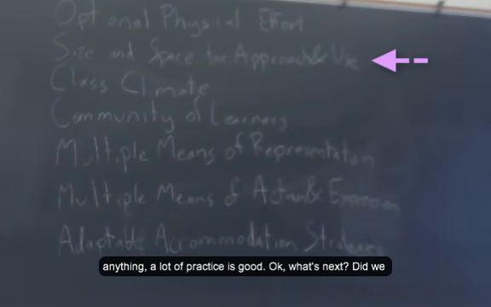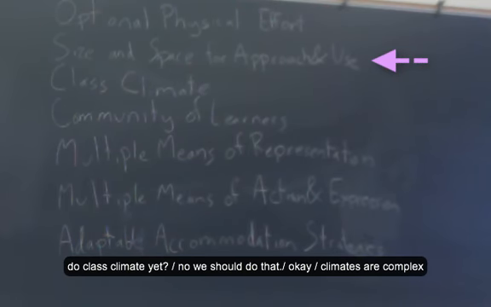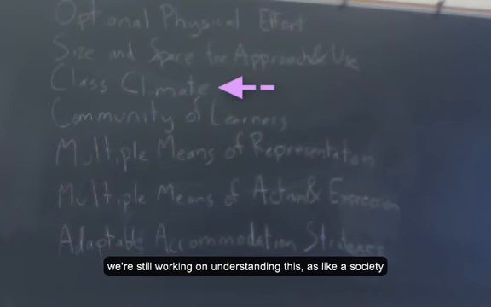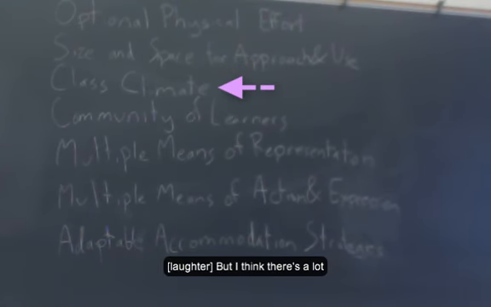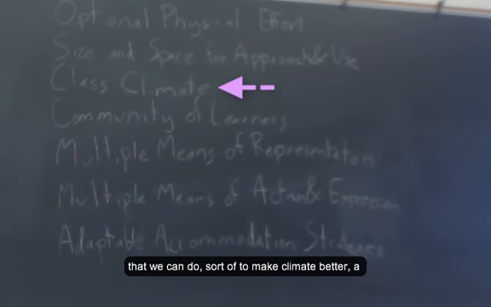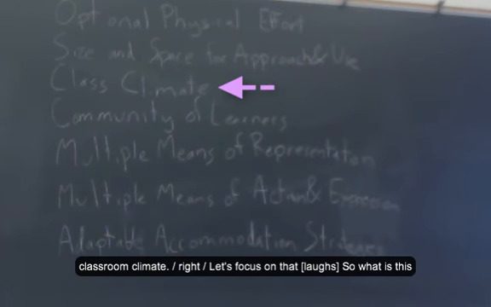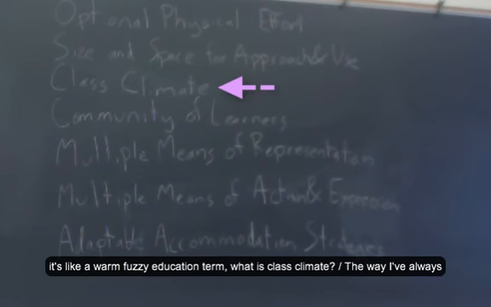Okay, what's next? Did we do class climate yet? No, we should do that. Okay. Climates are complex. We're still working on understanding this as a society. But I think that there's a lot that we can do to make climate better, a classroom climate. Right. Let's focus on that. So what is this? It's like a warm, fuzzy education term.